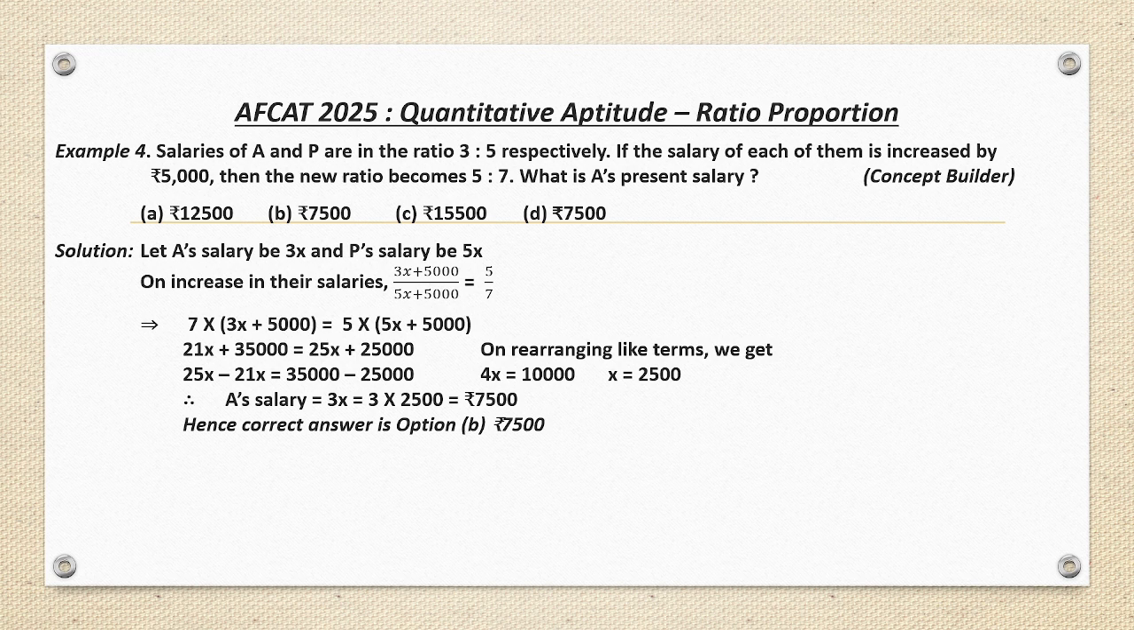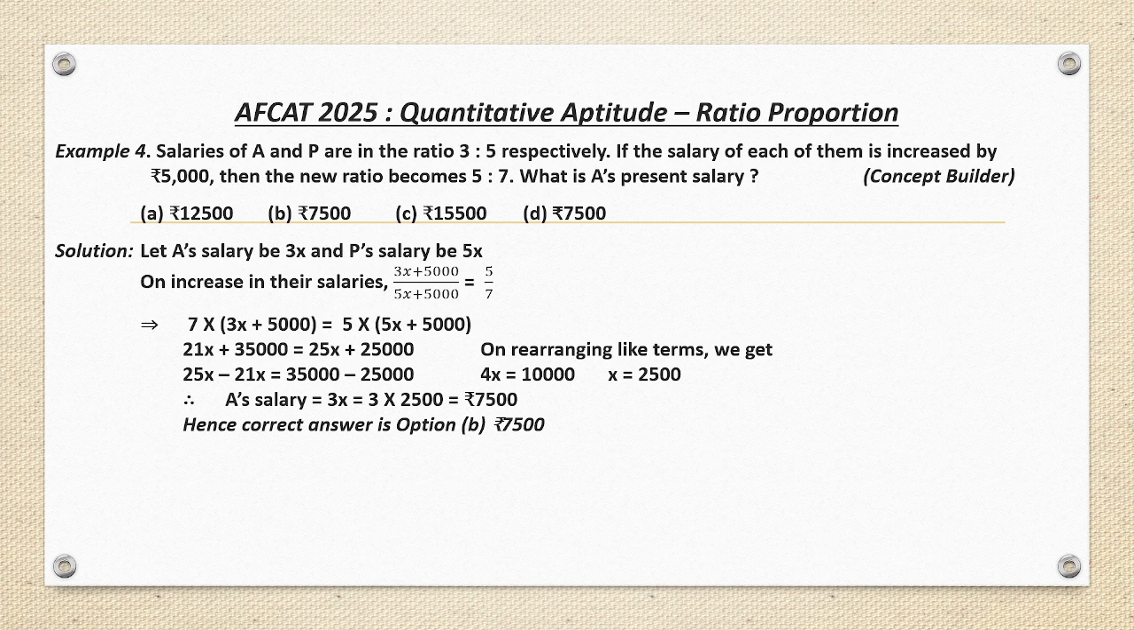Okay. Now let A's salary be 3x. We have the ratio 3 to 5, so 3x to 5x. Their salary is being increased by 5,000 rupees, both. So 3x plus 5,000 whole divided by 5x plus 5,000. What is the new ratio? 5 by 7. So now simply cross multiply. 7 into 3x plus 5,000 is equal to 5 into 5x plus 5,000. So we have got 21x plus 35,000 equal to 25x plus 25,000.